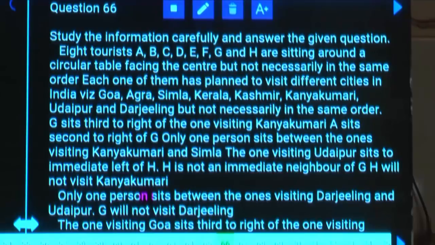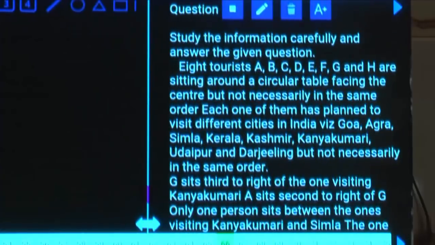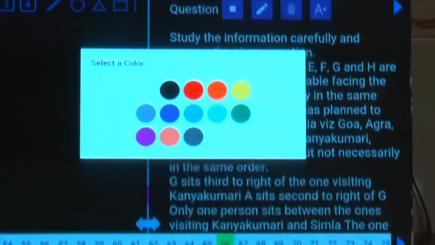8 persons. 8 tourists A, B, C, D, E, F, G and H are seated around a circular table facing the center but not necessarily in the same order, and each one of them has planned to visit different cities in India, for example Goa, Agra, Simla and so on. 8 different cities were given, and that these persons are facing towards the center is also clearly given, isn't it? Now we need to identify who is planning to visit which city, and their seating arrangement.